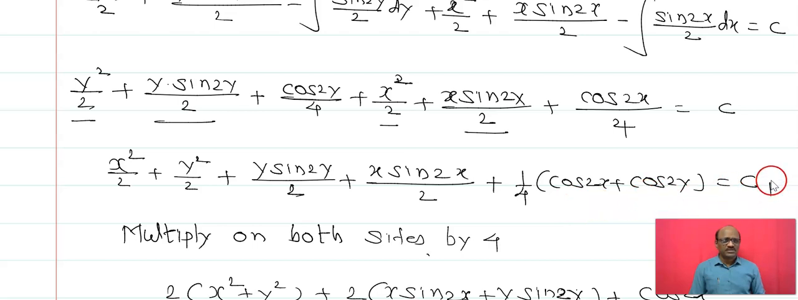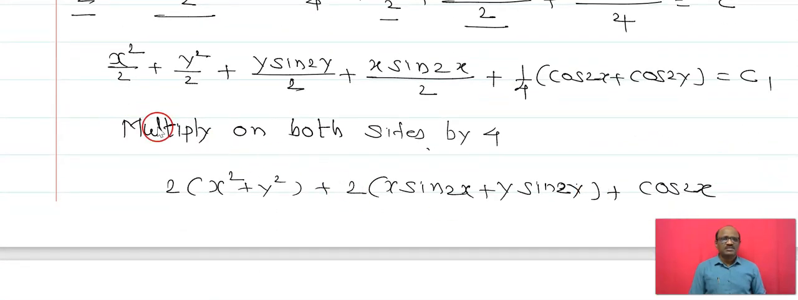that equals c1. Now see here, multiply on both sides by 4, that is the LCM is 4, and then you will get 2 in bracket x square plus y square, and if we take the common 1 upon 2 and multiply it by 4, then you will get 2 in bracket x sin 2x plus y sin 2y.